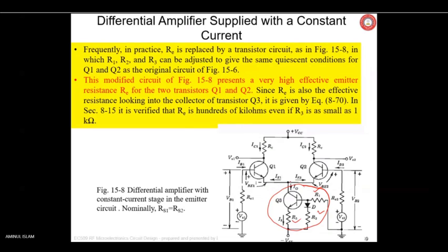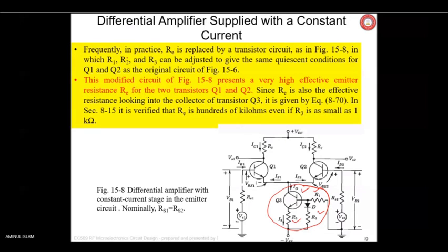sink a constant current IO from this common emitter. So this Q3 will basically be acting as a constant current sink or current source, you can say. Interchangeably, it is used as current source or current sink. Because it is sinking, it is better to use that term.